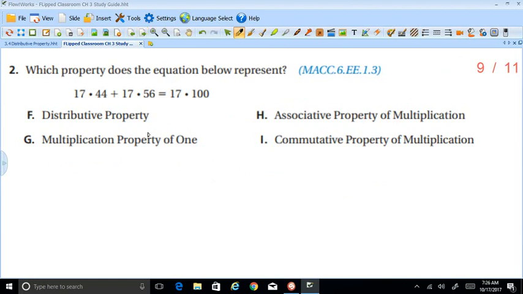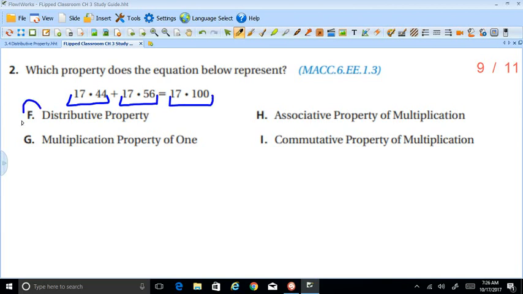Some more, just a couple of extra practice problems. Which property does the equation below represent? So look at the left-hand side, and then let's look at the right-hand side. We are seeing they're doing 17 times 44 plus 17 times 56, and that is going to equal 17 times 100. They are really working backwards here.